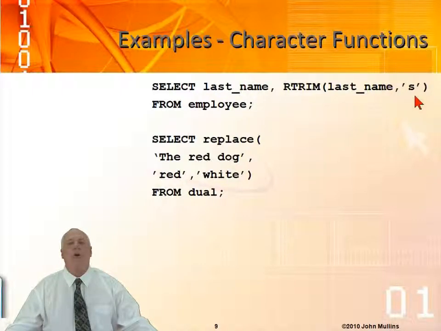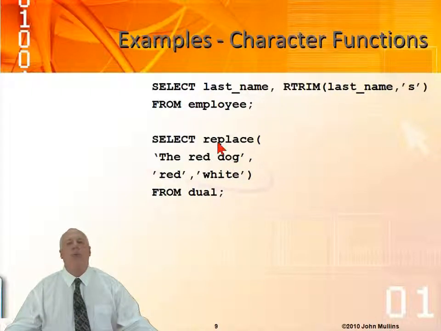It could be any character. You just tell it what character you're going to trim off the end of that character string. It might be a series of blanks that you're trying to get rid of. Or you could get rid of those asterisks that we just put on there by using the LTRIM or the RTRIM. All right, and then the last one here is the replace function.